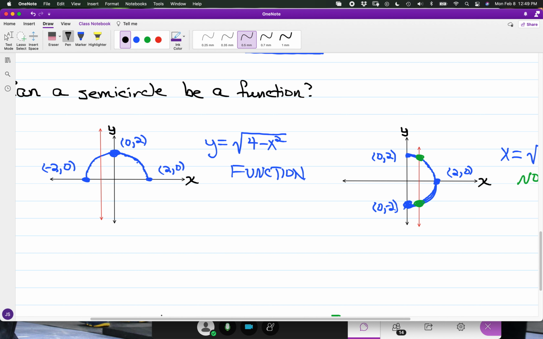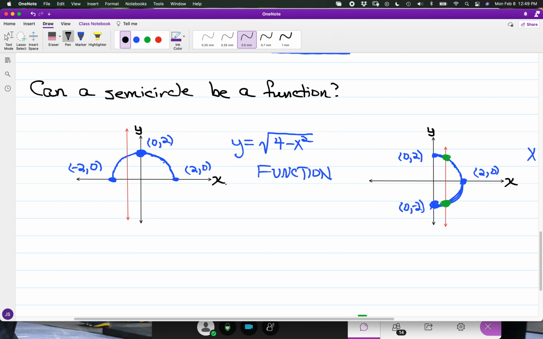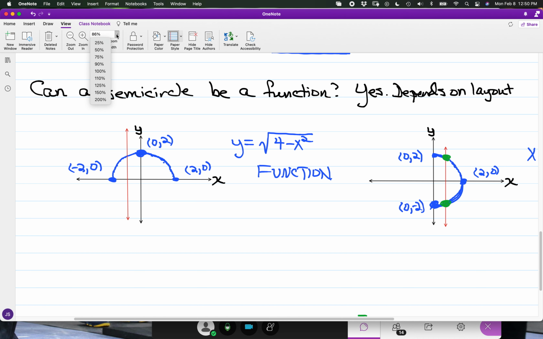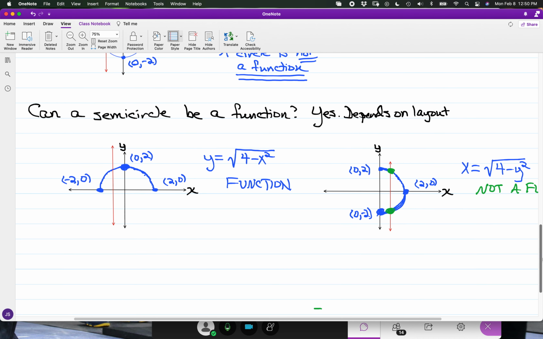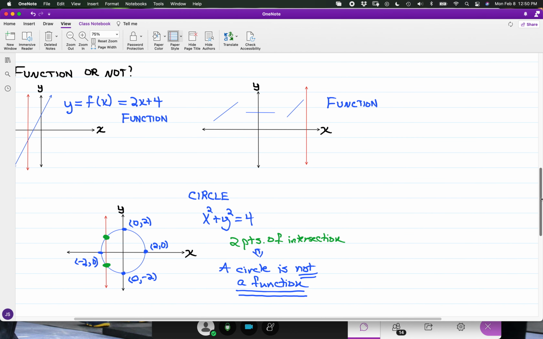So in terms of, can a semicircle be a function? Yes, but it depends on the layout. If you have the upper half or lower half, it is going to be a function. But if you're looking at the right half or the left half, it is not going to be a function, because right and left halves would violate the vertical line test. And just another case here. Let's go back to the second illustration.